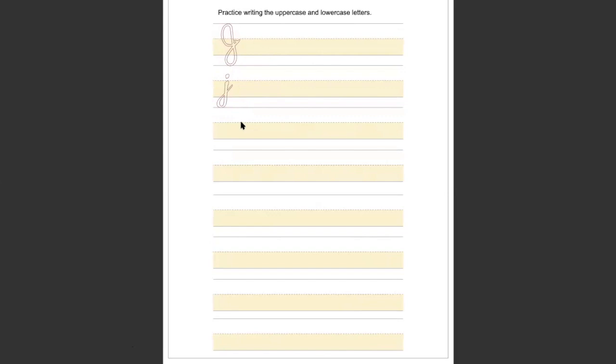And look at this. I have lots of extra lines. I wonder what I can practice here. Could I practice the letters that I felt challenged me? Of course. You could also practice your name or any other words that you want to write about. You could even write a short story if you wanted to.